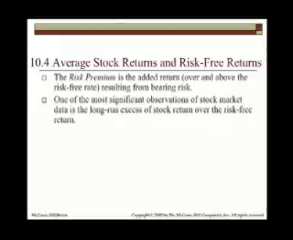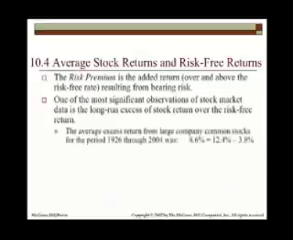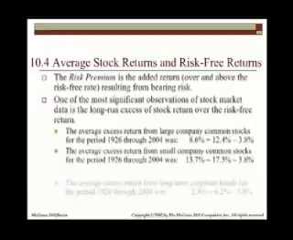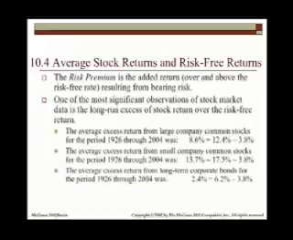One of the most significant observations is that this excess return is fairly stable. In stock market data in the long run, the excess of stock return over the risk-free return is fairly stable. For average long-term large company common stocks, the average return is 12.4%, the average risk-free rate is about 3.8%, and the average risk premium is about 8.6%. For small company stocks, the risk premium is 13.7%, and for long-term corporate bonds, the risk premium over this period averaged around 2.4%.